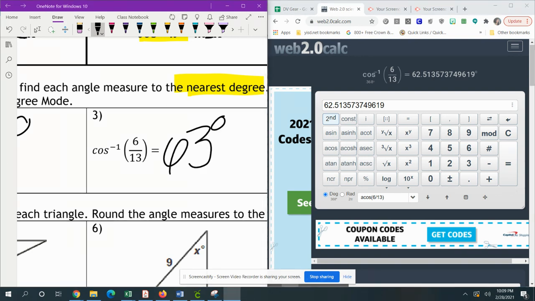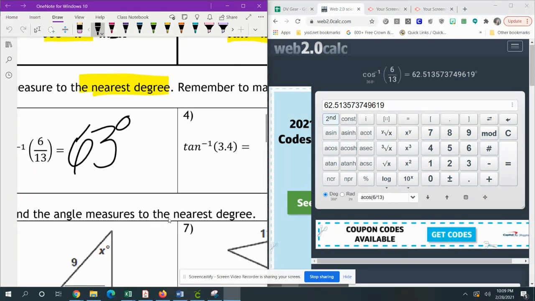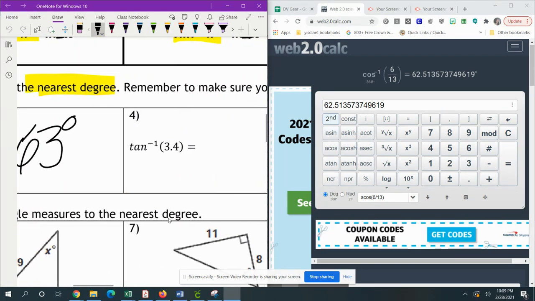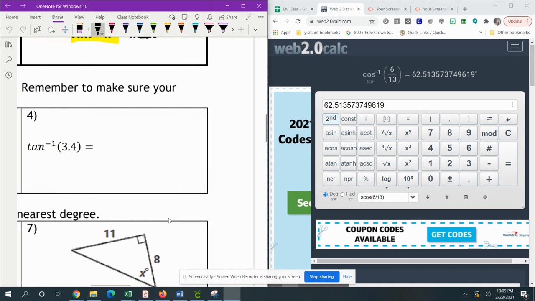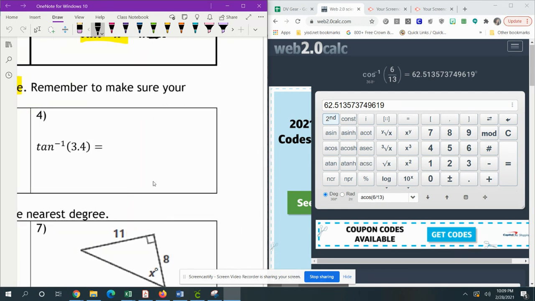So you can use any calculator. I like using the calculator on my phone because it's very similar to the one that we use in our classroom. But if you do not have it, you can use this Web 2.0 calculator, which is what I'm using right now. Okay, so here, I'm going to go ahead and clear this.